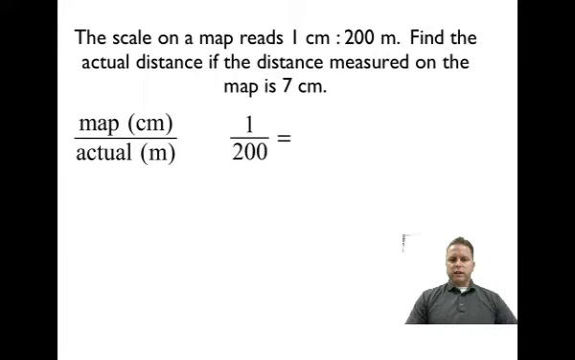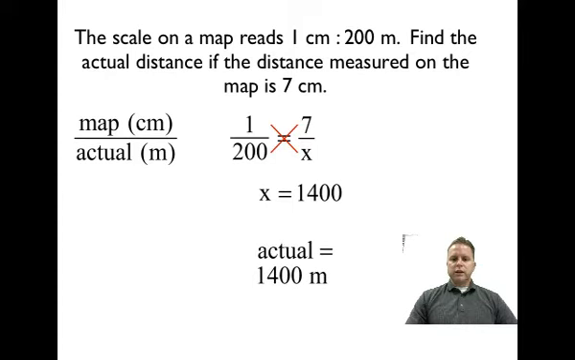Well, what do they tell us? On the map it's 7 centimeters, so we need to figure out what is the actual distance. And here's where we can cross multiply. So we'll do 1 times x is x, 200 times 7 is 1400, and we're basically done. The actual distance in real life would be 1400 meters away.